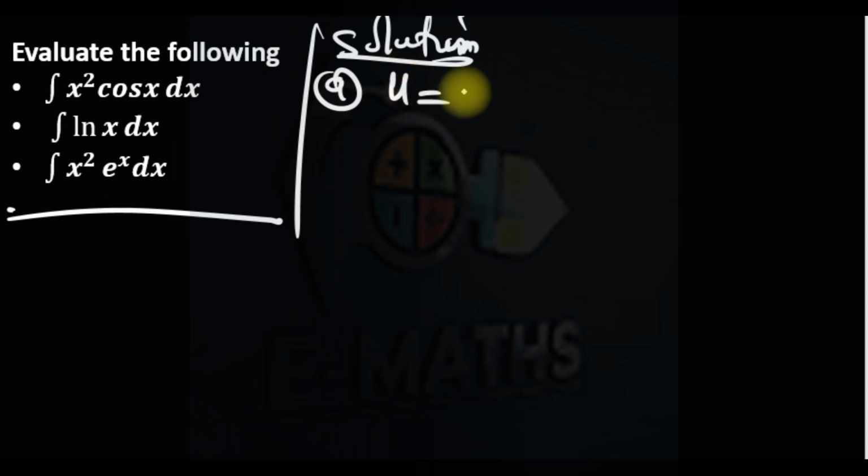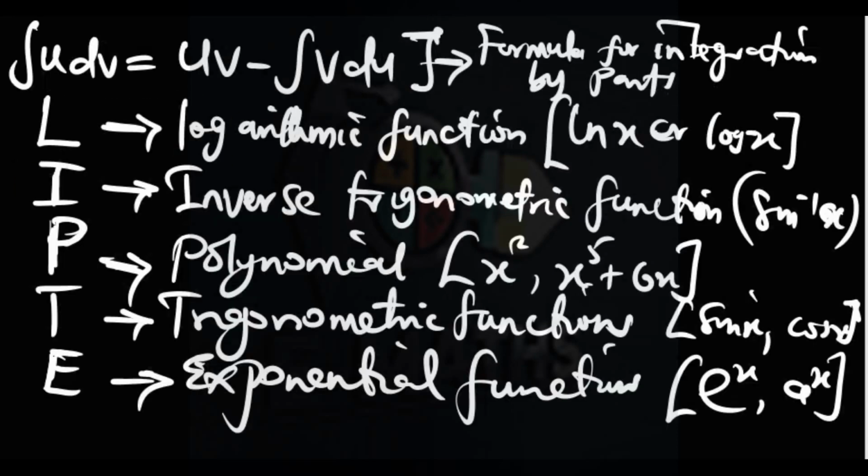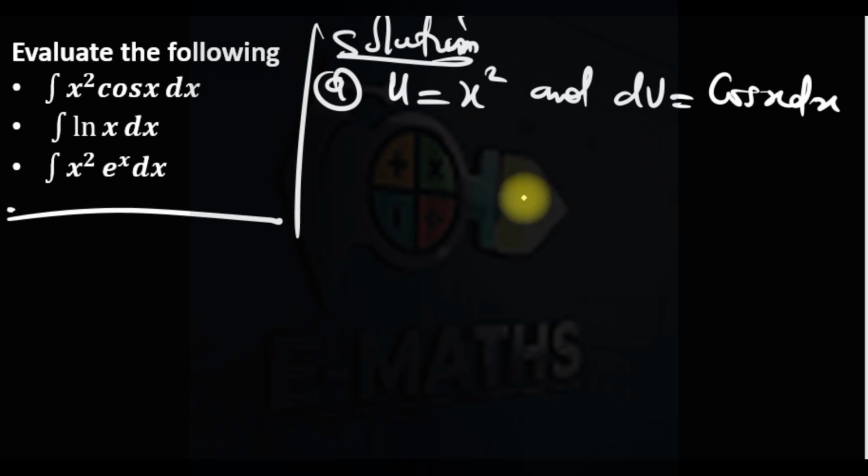Our u is x squared, and our dv is cos x dx. So in the formula, we have to use this formula now. In our formula, there is u dv, there is uv and v du. So we need to differentiate and integrate. So I will differentiate u and I will integrate dv to get v.